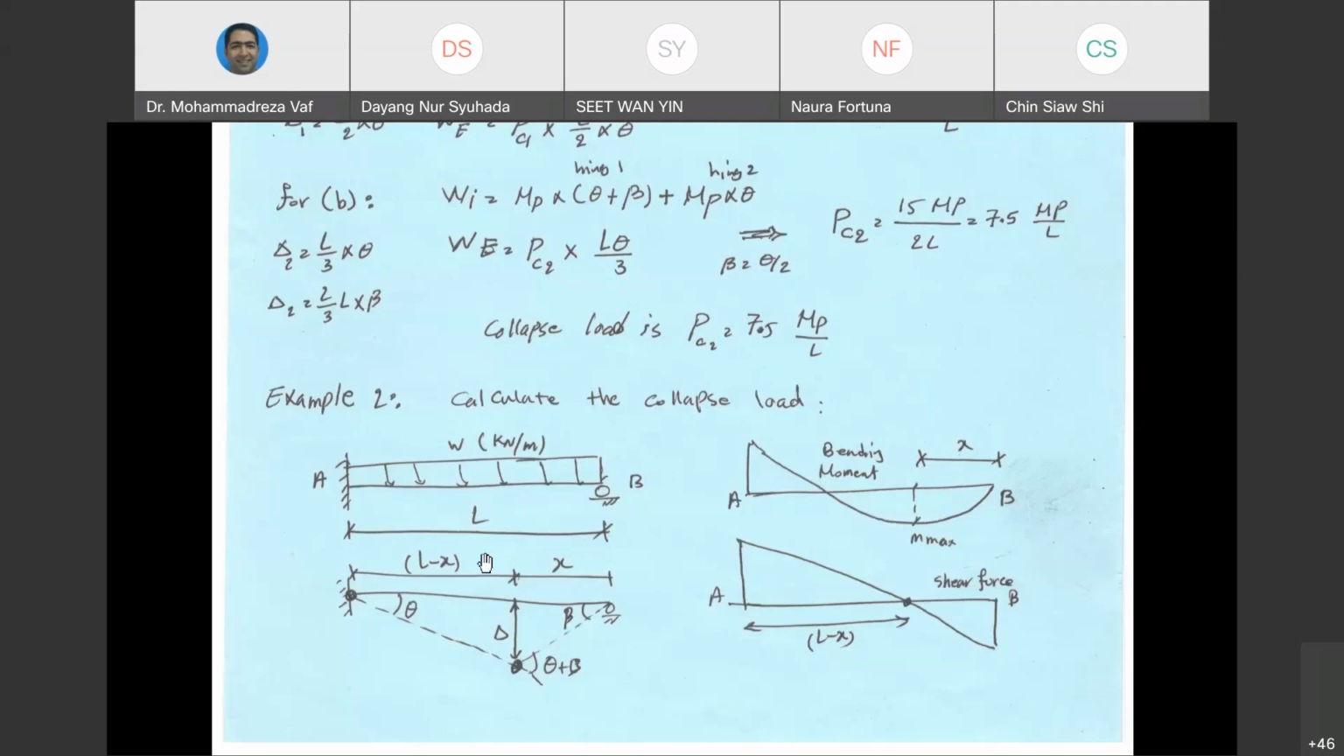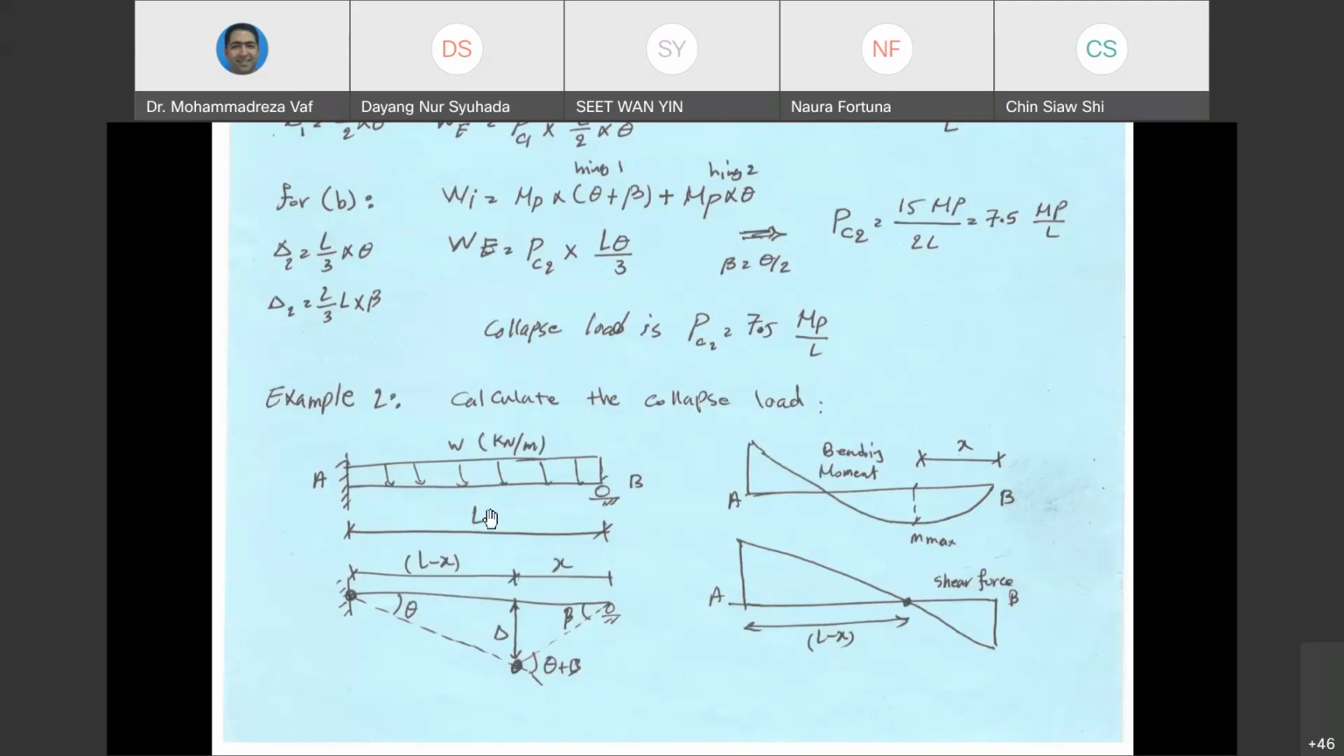So what we are going to do in this case is assume that the location of the second plastic hinge is at a distance x from the right side, from our support. We are going to do our calculation based on that, and then determine how much this x is. I will show it in the next slide.